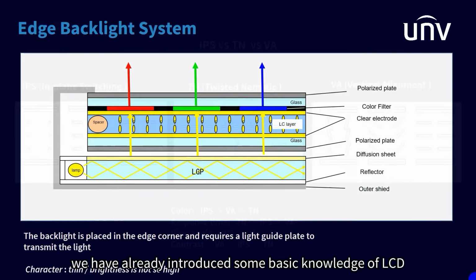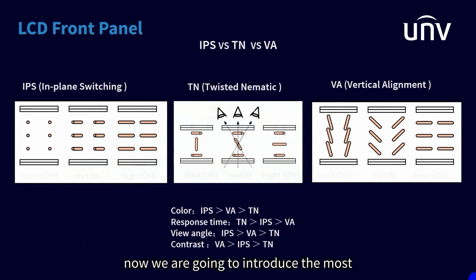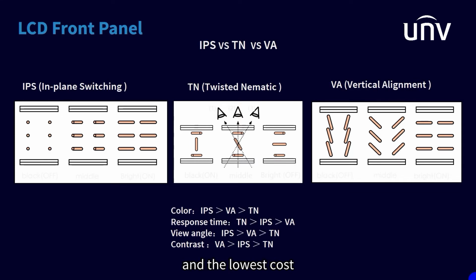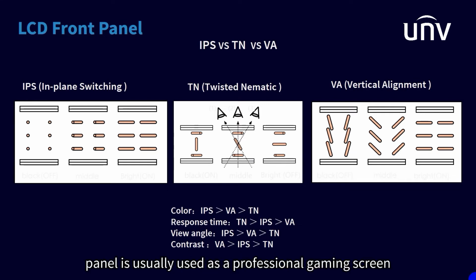We have already introduced some basic knowledge of LCD, now we are going to introduce the most important component of the LCD screen, the front panel. Regarding the front panel, there are three different technologies: IPS, TN, VA. Firstly, TN. TN screen is the soft screen, which has the most mature production technology and the lowest cost. TN screen responds quickly, as the fastest response time can be 1 millisecond, with no residual images. Therefore, TN panel is usually used as a professional gaming screen.